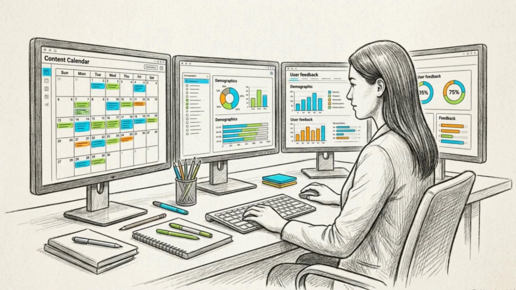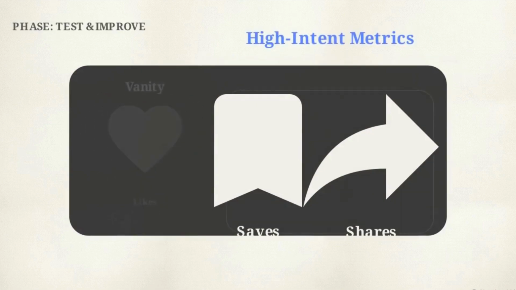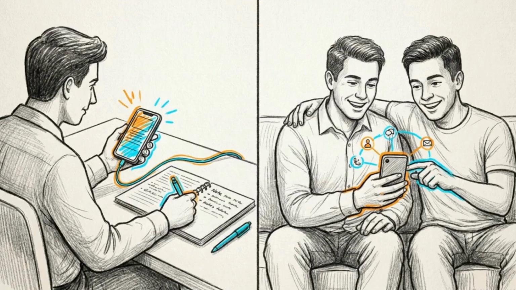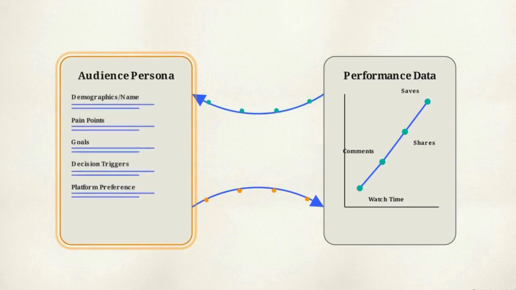You are no longer relying on personal guesswork. You are operating with audience-focused precision. To measure your success, track high-intent metrics like saves and shares. If people save your content, they find it practically useful. If they share it, they find it highly relatable. Take that new performance data and feed it back into your audience persona document. This creates a loop that improves your accuracy and helps your hooks perform better over time.